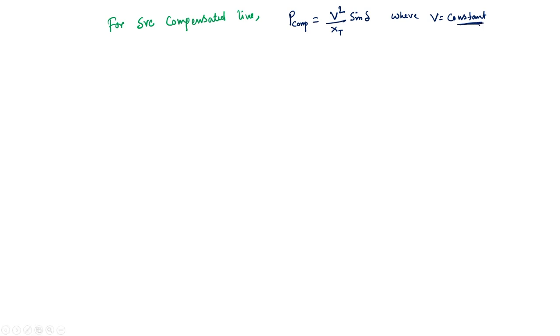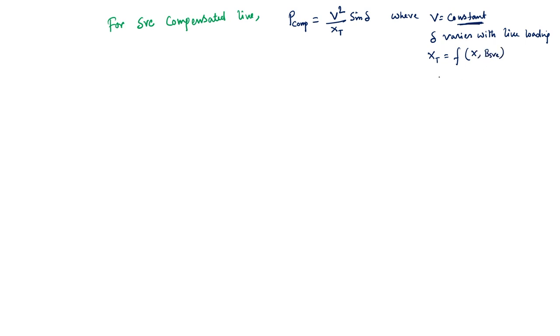So, for the SVC compensated line, what we actually get is p comp equal to V square divided by x t sin delta, where V is constant and regulated at both ends. This is the property of the symmetrical transmission line we consider. Delta varies with line loading, so it is a variable, and x t is a function of again x and b SVC.